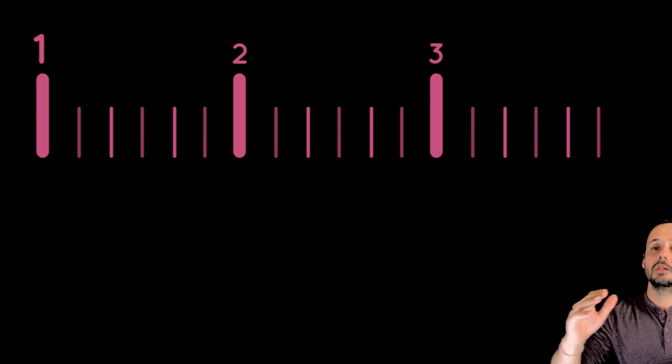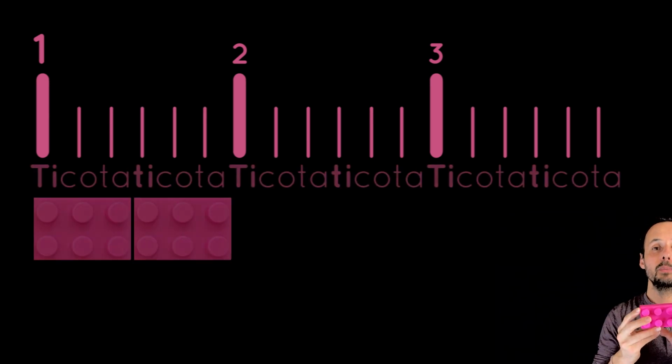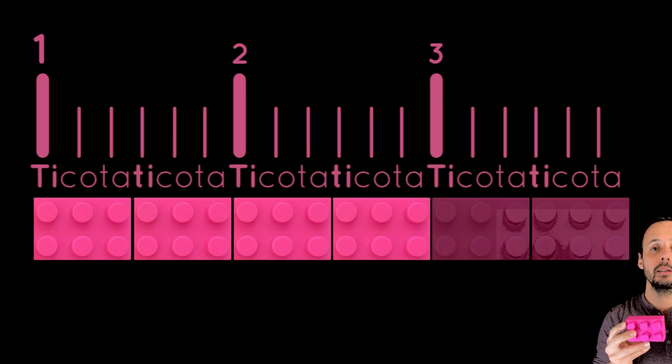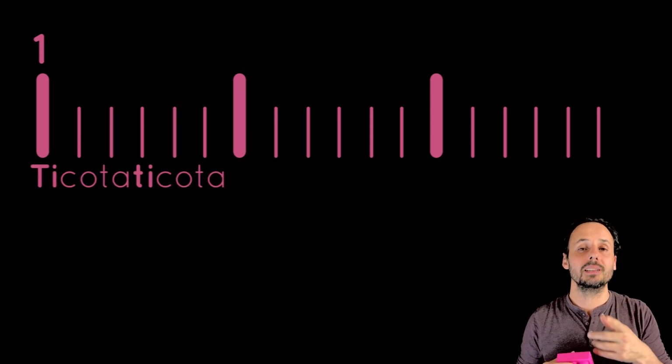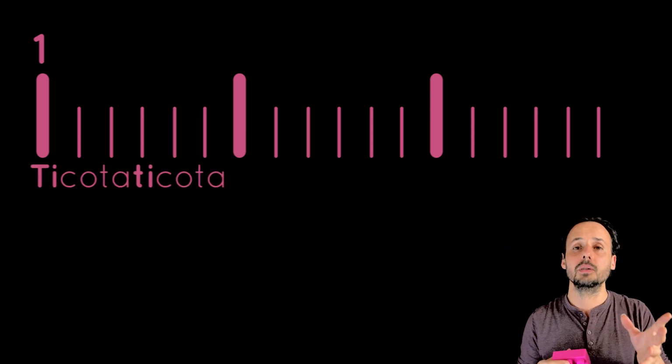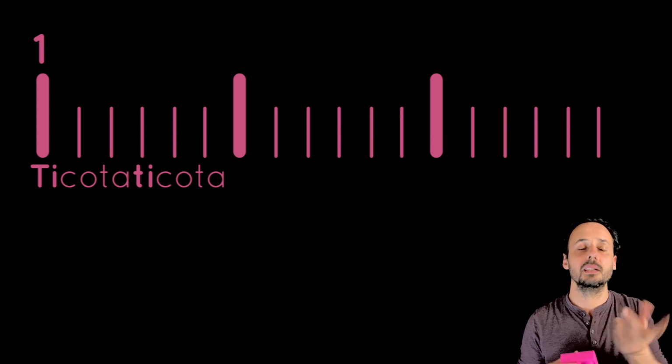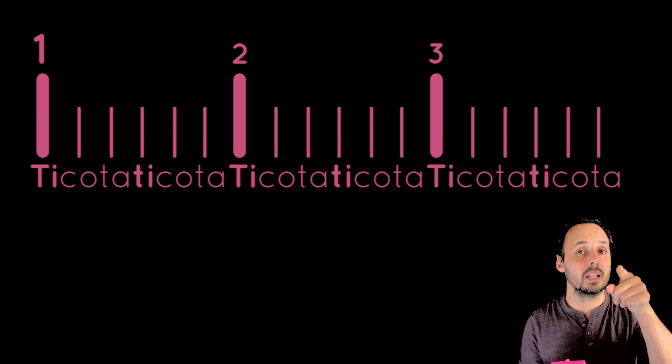Now that we are in ternary subdivisions, we can just double the flow rate and put 2 Ticotas per beat. It sounds like this. 1, 2, 3. Ticota, Ticota, Ticota, Ticota, Ticota, Ticota.